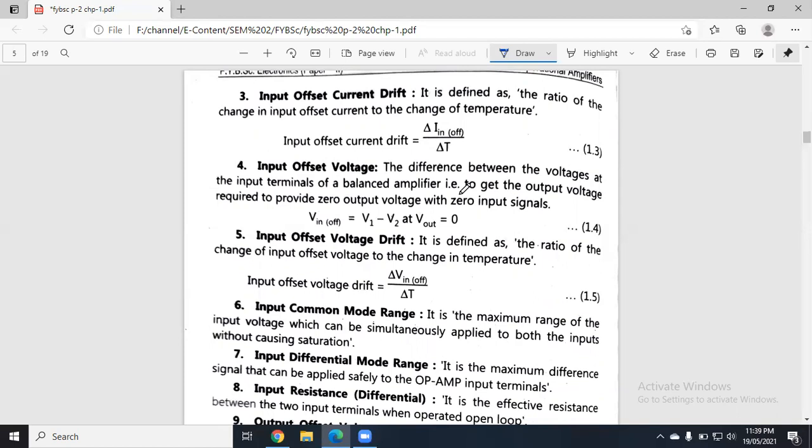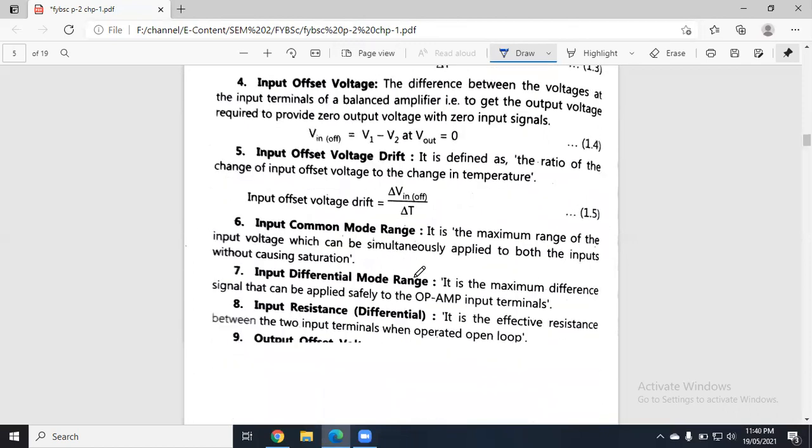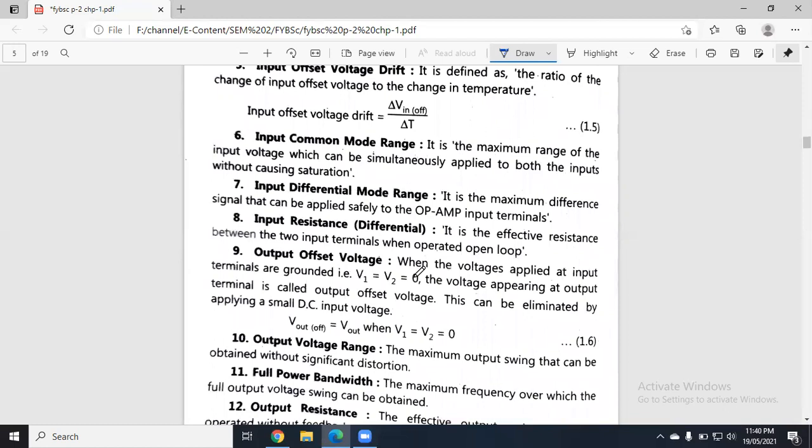Okay. After that, input offset voltage drift. We have seen what is input offset voltage. Now input offset voltage drift. It is defined as the ratio of change in input offset voltage to the change in temperature. Similarly, instead of current offset drift, we have voltage offset drift. What was it for current? Change in input offset current. Here, change in input offset voltage divided by change in temperature. Correct.